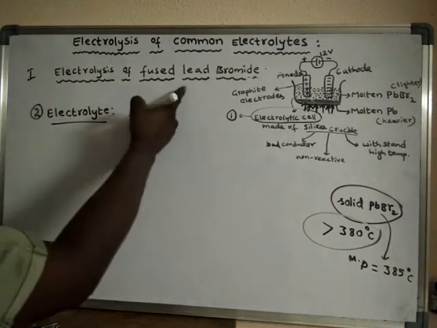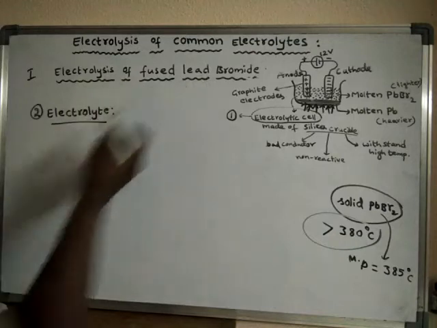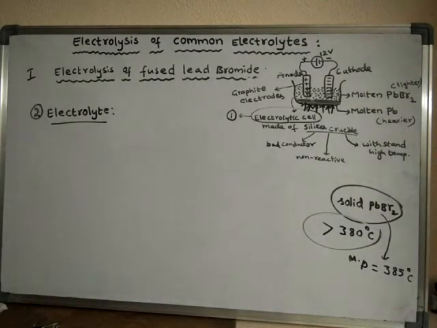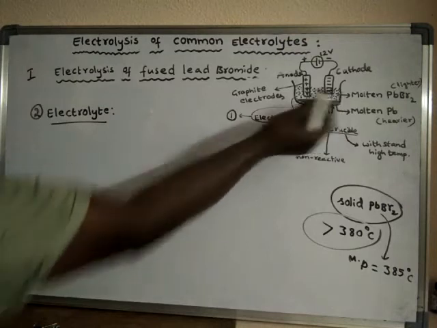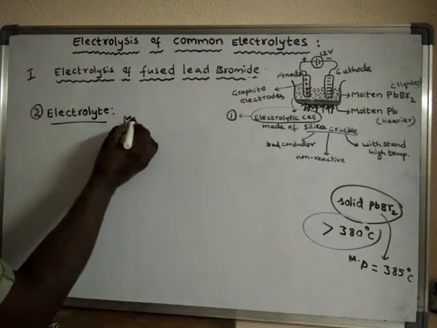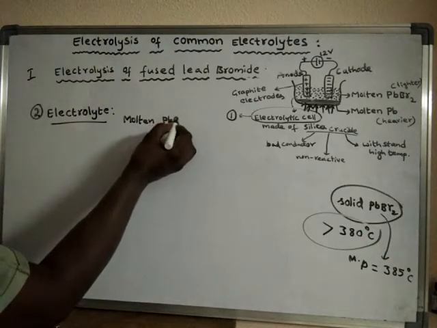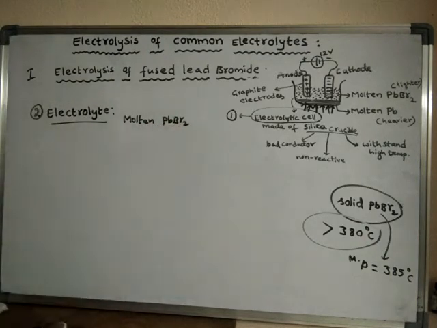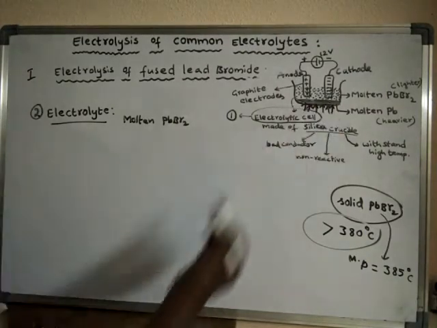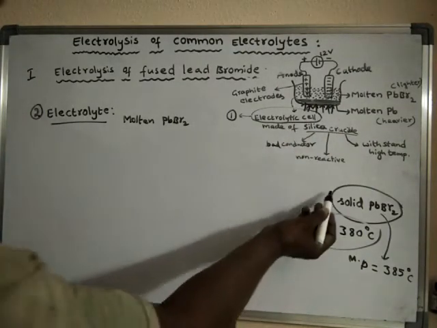So what is the electrolyte taken during this process? The electrolyte we have taken is molten lead bromide. Solid lead bromide cannot be used, because solid lead bromide does not contain any free ions.